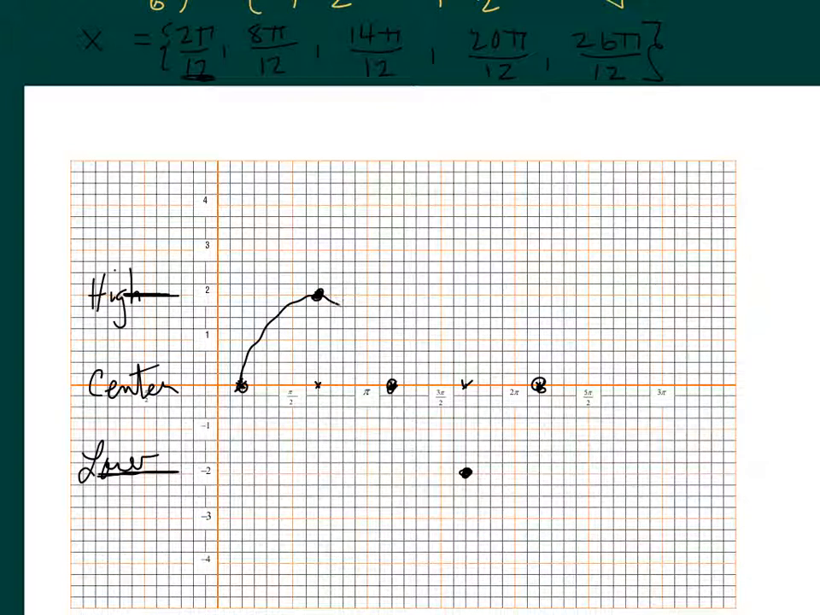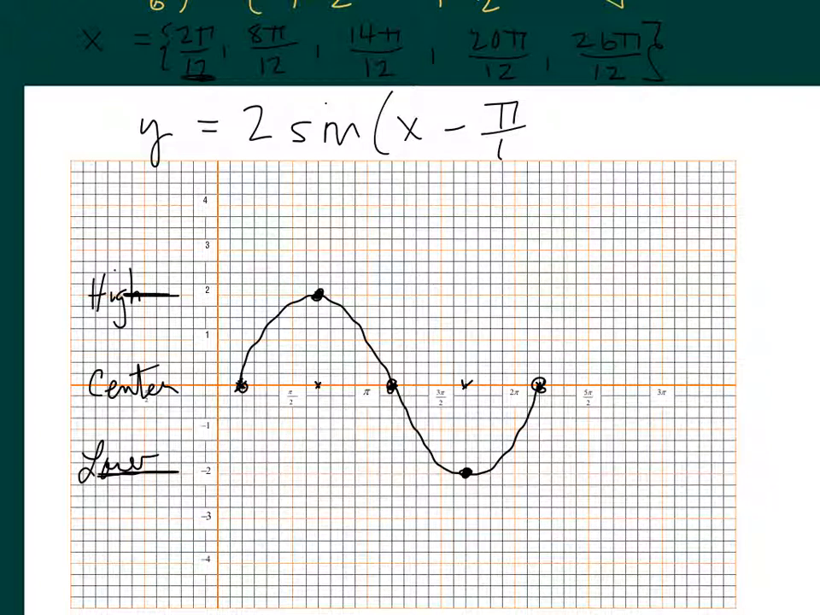So now we draw a nice smooth curve that goes through these 5 points. So this graph would look something like this. This would be a fairly accurate graph, a good rough sketch, let's say, of our function, which was y equals 2 sine of x minus pi over 6.